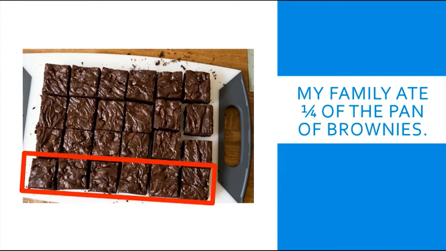The rectangle represents the brownies my family ate. You might see it as 1 out of the 4 rows of brownies, or you may have looked at it as 6 of the 24 brownies. We could say that 1/4 of the pan of brownies is equivalent to 6/24 of the brownie pan.